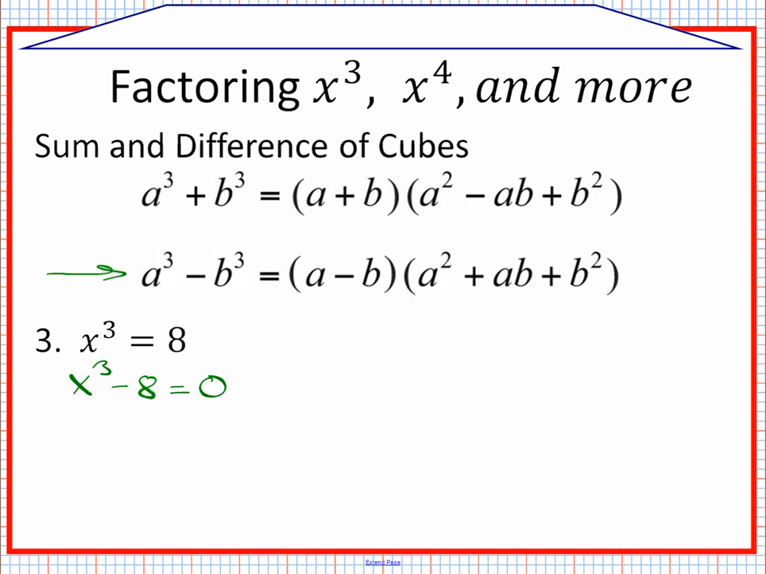Here I go. This factors to x minus 2 times x squared plus 2x plus 4. If you're not sure if you've done that correctly, multiply it back out and make sure that you get x cubed minus 8. Now, just like I did the first time, I see this answer of x equals 2.